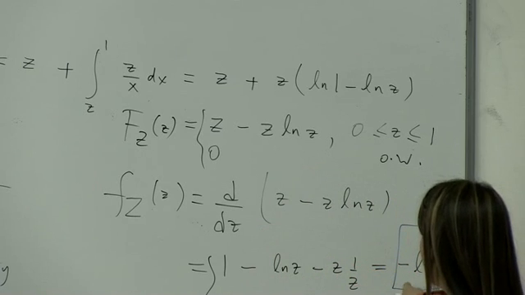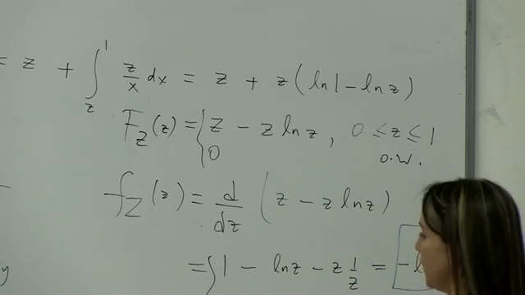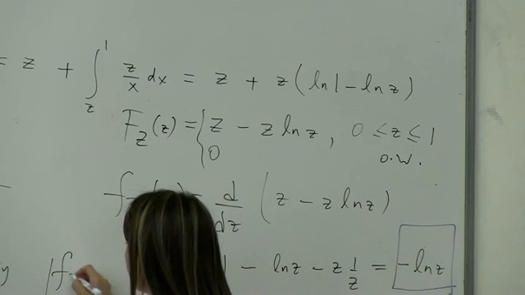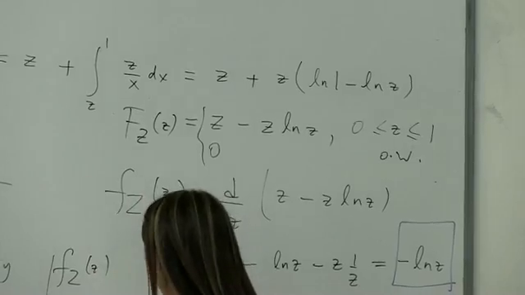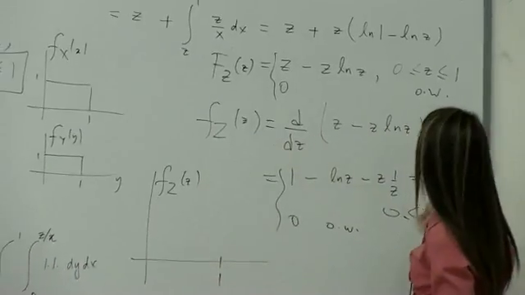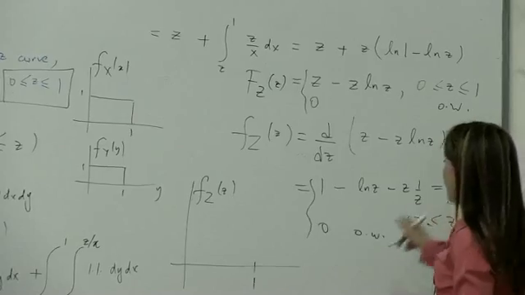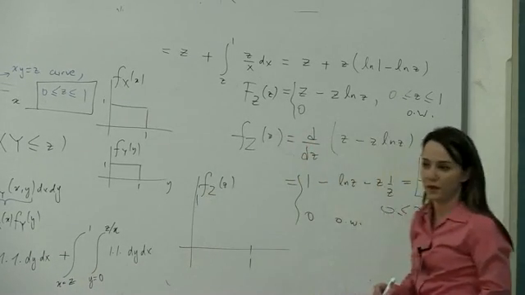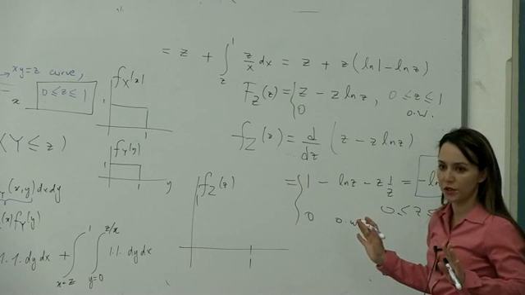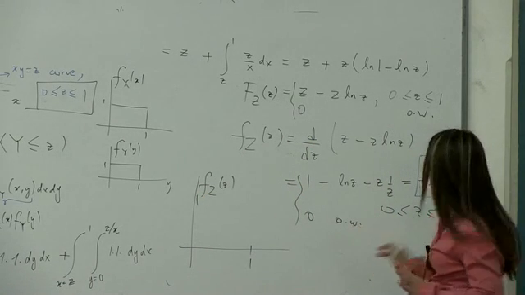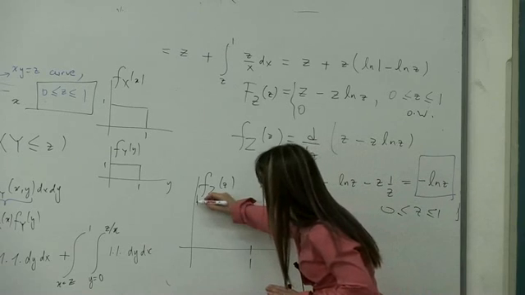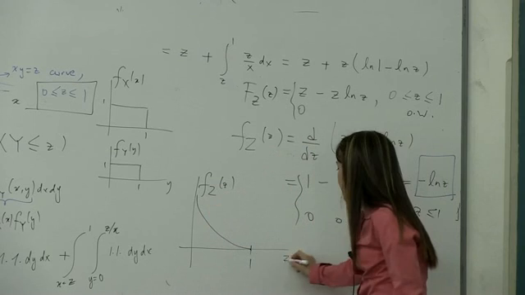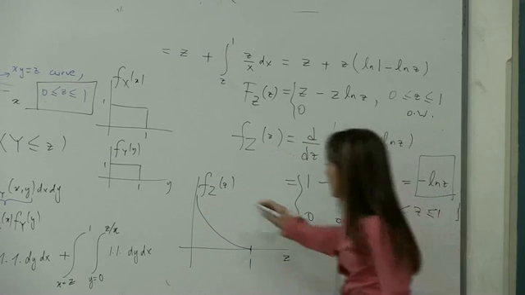Let's also see if this density makes sense. If we try to plot it, Fz of z between 0 and 1, at 0, it's going to blow up. It's going to be arbitrarily large at 0, and at 1, it goes to 0. Okay, this is our PDF.